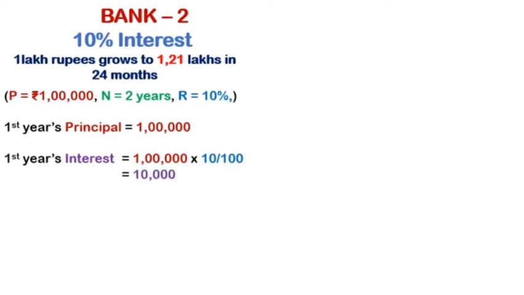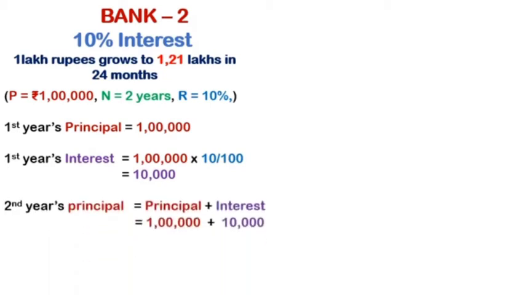First year principal amount is 1 lakh, then first year interest is equal to 1 lakh into 10 by 100, 10% being the rate of interest. So second year's principal amount changes, that is second year principal amount is principal amount plus interest, that is 1 lakh plus 10,000, that is 1 lakh and 10,000 rupees.